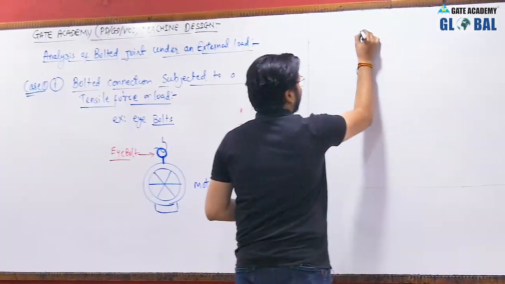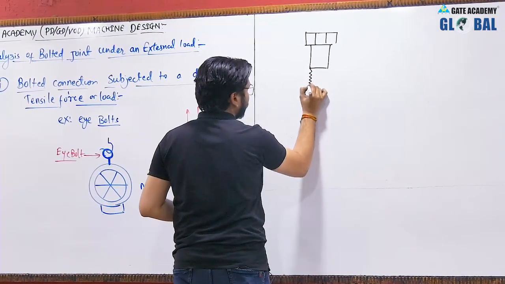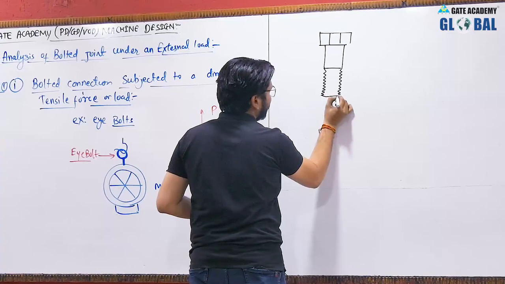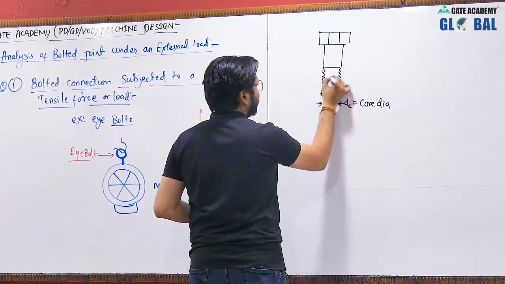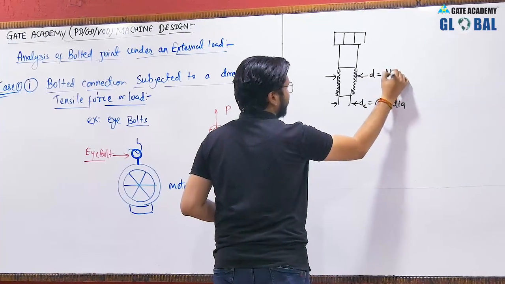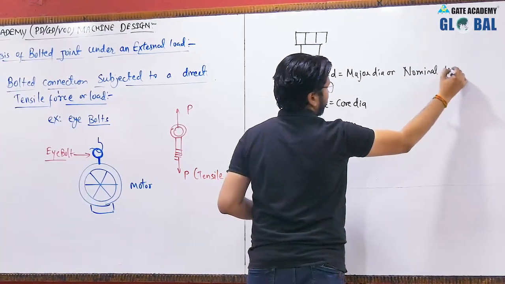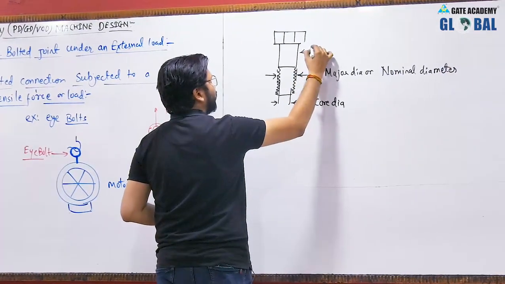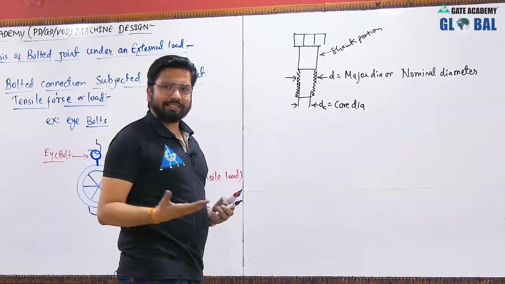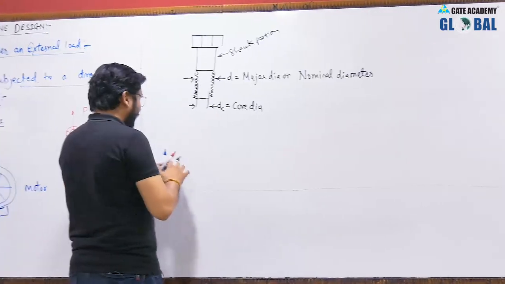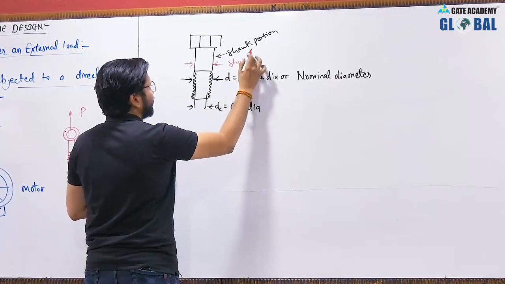If you talk about any bolt, it may be an eye bolt or anything. If a bolt is subjected to an axial load, then from here you can see this is the core diameter dc, and this is the nominal diameter d, or major diameter, or you can say nominal diameter. And this is the shank portion. In the shank portion the stresses will be less as compared to the core portion, and in most cases we will assume that the major diameter or nominal diameter of the bolt is equal to the shank diameter.